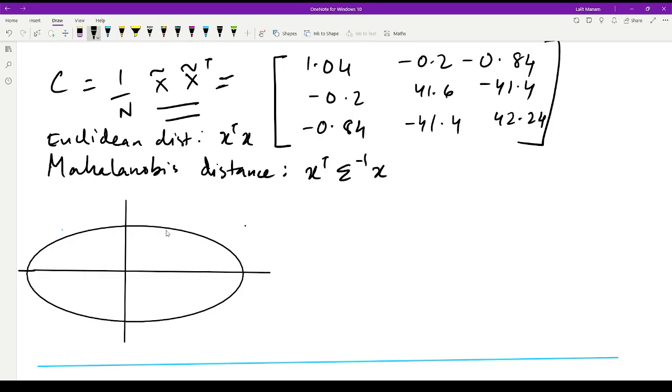If you have points on an ellipse, what does Euclidean distance measure? It just sums up the squares of the components, right? So for a point x, Euclidean distance will measure something like this. This is Euclidean distance. This is fine, but do you think it's a good measure?